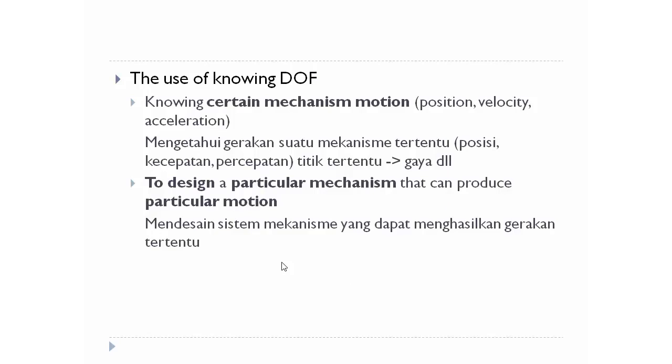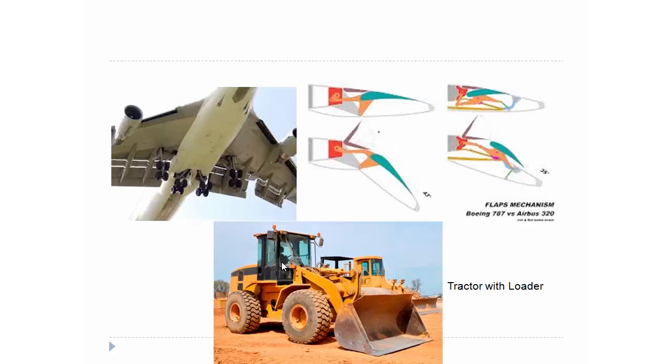And now I will tell you about the use of knowing degrees of freedom. The first use is knowing a certain mechanism's motion. And the second use, which is very important, is to design a particular mechanism that can produce a particular motion. This is several examples. The top one is the flap mechanism in an aeroplane, and the bottom one is a tractor with loader.